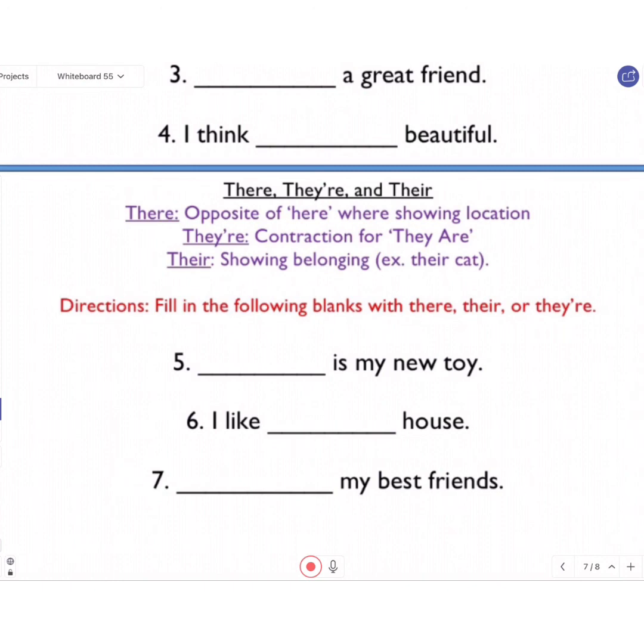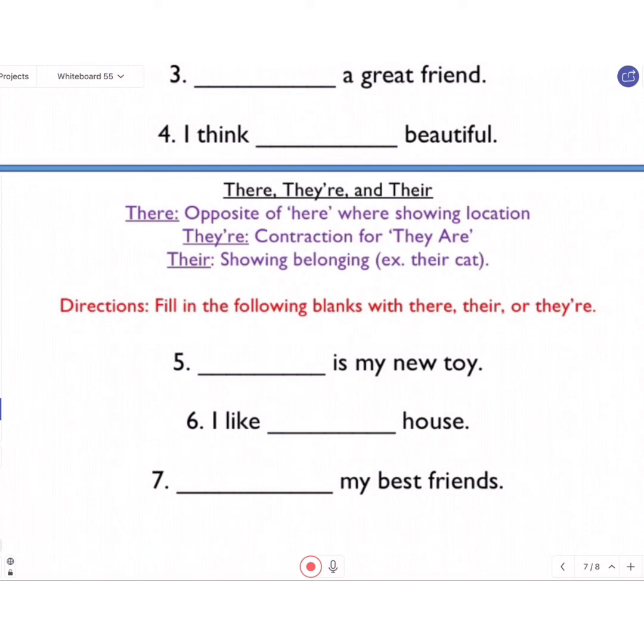Then the next one is their, T-H-E-I-R, and this one is showing belonging. So their cat, the cat belongs to them. So the word that belongs to them usually falls after the word their. Their house, their Christmas tree, their sled, all of those things belong to them. So you would use this form of there. It's the belonging there. So you're going to go ahead and complete this.